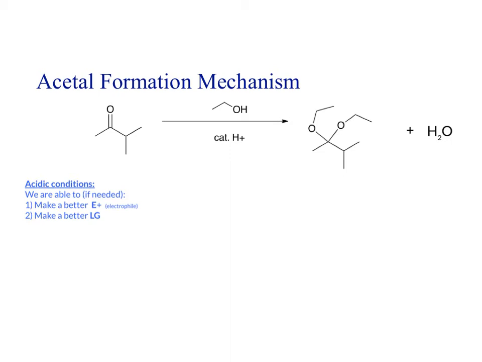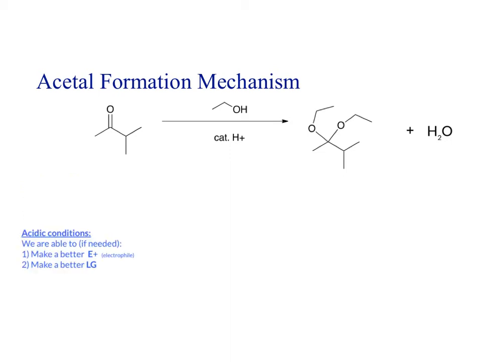Okay, so the first thing we're going to do is make a better electrophile. As we said with the hydrate, we're going to do that by protonating the carbonyl. So that would look like this, where you take the lone pair from the oxygen and then just add the H plus as the electrophile. And then that's going to make this product. So remember, we're going to have a double bond O, and then we're going to have a plus on the oxygen.